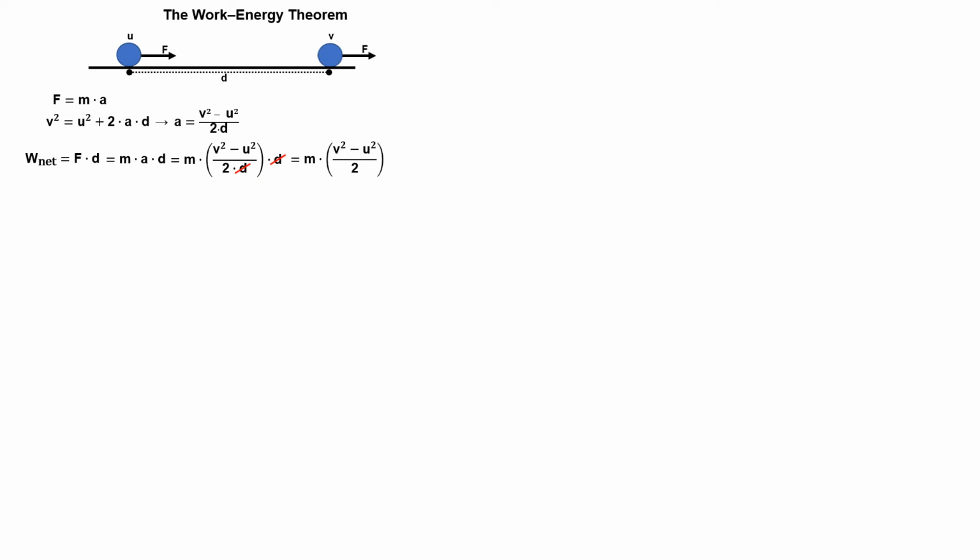The quantity 1/2 times mass times speed squared is the energy the particle has due to its motion, called kinetic energy. For speed v, kinetic energy is defined as follows. The previous equation is known as the work energy theorem. The work energy theorem states that the work done by the net force on a particle equals the change in the particle's kinetic energy.